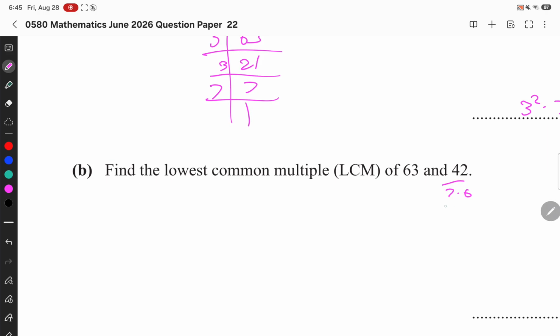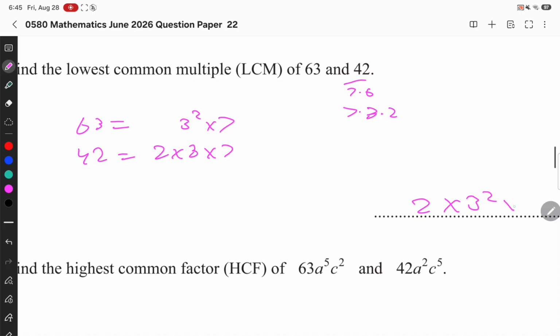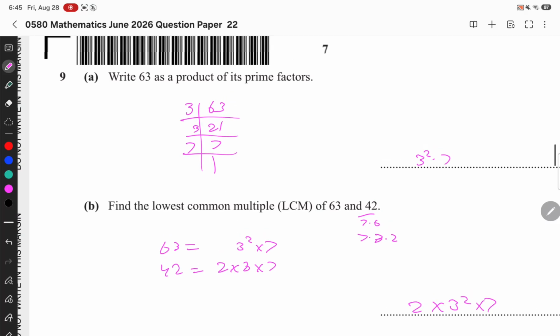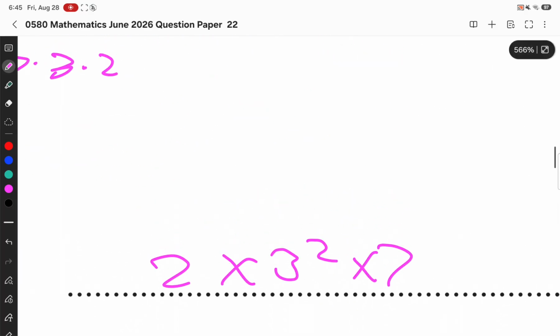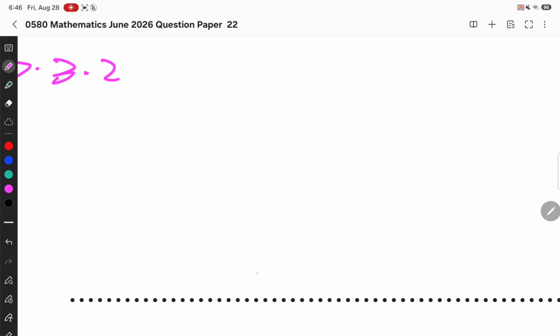42 is 7 times 6, which is equal to 7 times 3 times 2. So LCM. 63 is equal to 3 squared times 7, and 42 is equal to 2 times 3 times 7. So it is 2 times 3 squared times 7. We need to multiply this out. Sorry, find the LCM. So this is 2 times 9 times 7. 9 times 7 is 63. So 63 times 2 is equal to what? 126.